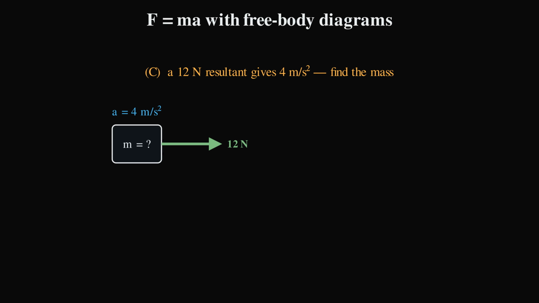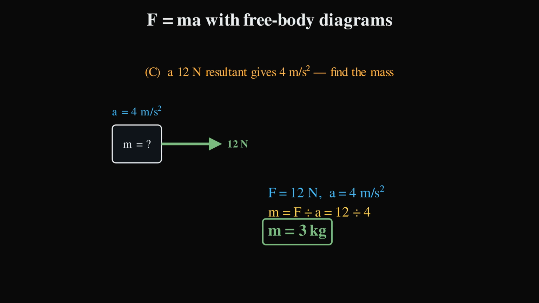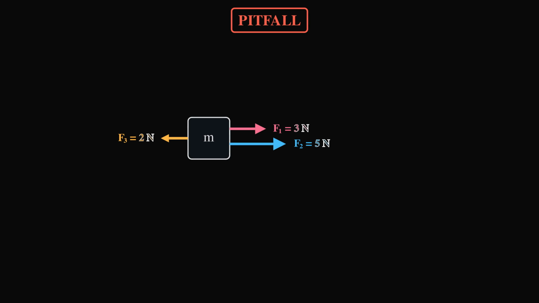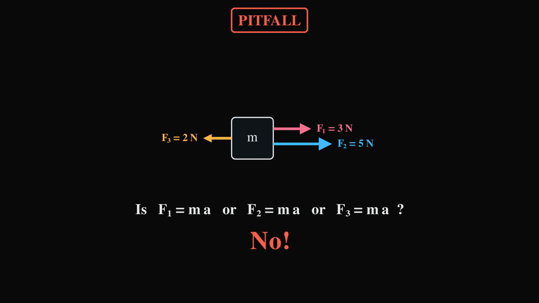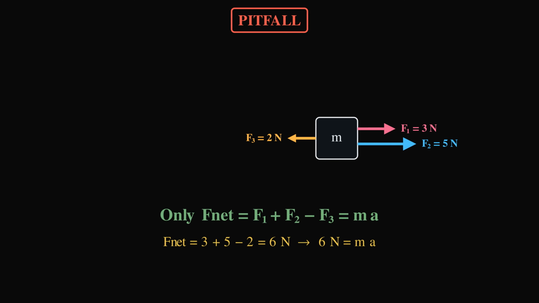A 12 newton resultant gives 4 meters per second squared. Find the mass. m equals F over a, 12 over 4, 3 kilograms. Pitfall: which force equals ma? 3 newtons, 5 newtons right and 2 newtons left. Is it F1, or F2, or F3? No. Only F net equals F1 plus F2 minus F3 equals ma. That's 6 newtons. One last trap.